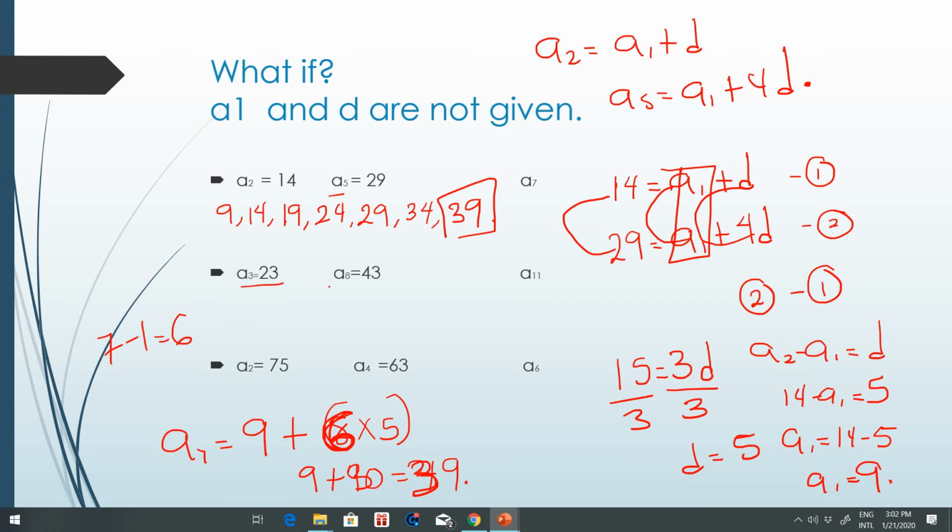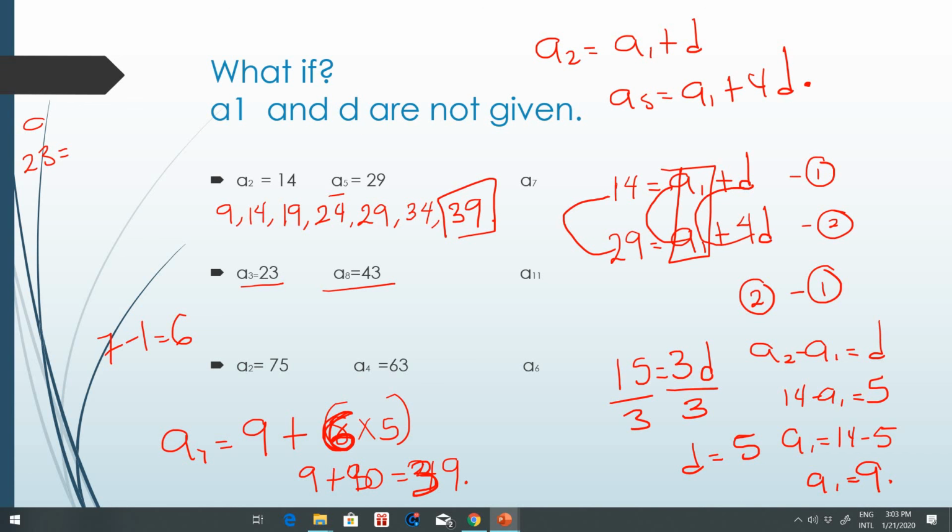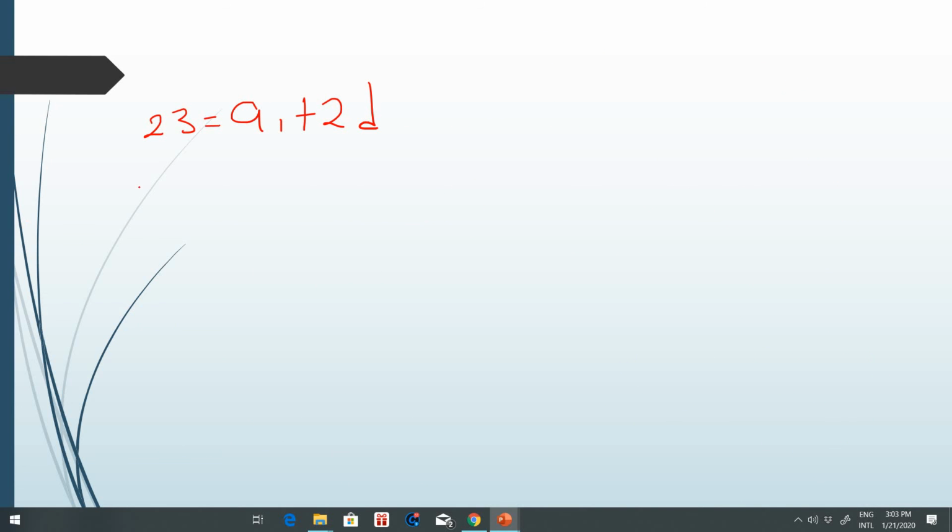Let's try this one, A3 and A8. So we just do the same thing. A3 is A1 plus 2D. So 23, let me think, I think I have a blank space. Yes, so we have it here. 23 is A1 plus 2D. And then 43 is A1 plus, since it's A8, so we're looking for 7D.